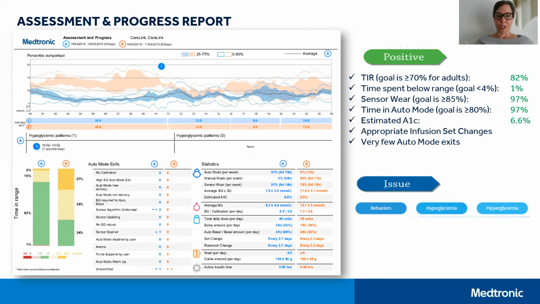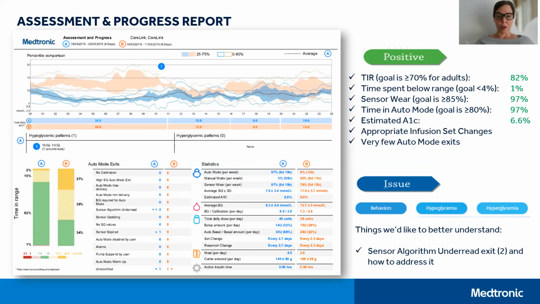So our time in range goal is greater than or equal to 70%, and for this person, they're already at 82% just 2 weeks into auto mode. The time spent below range is well below our goal of less than or equal to 4%. Their sensor wear is at 97% along with their time spent in auto mode, which is probably why they're doing so well. You can see an estimated A1C of 6.6%, appropriate infusion set changes, and very few auto mode exits. So these are great things to celebrate and acknowledge.